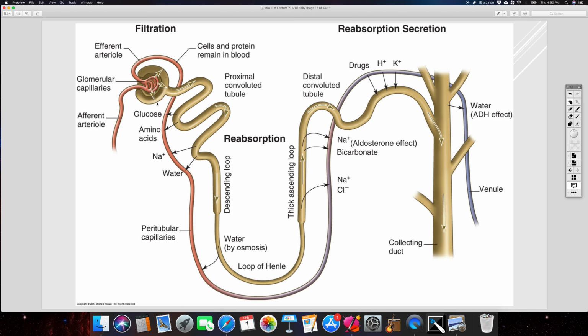Okay? It has the glomerulus, which is this up here, this little bundle of capillaries, and then all of this up to this point, which is called the renal tubule. Okay.